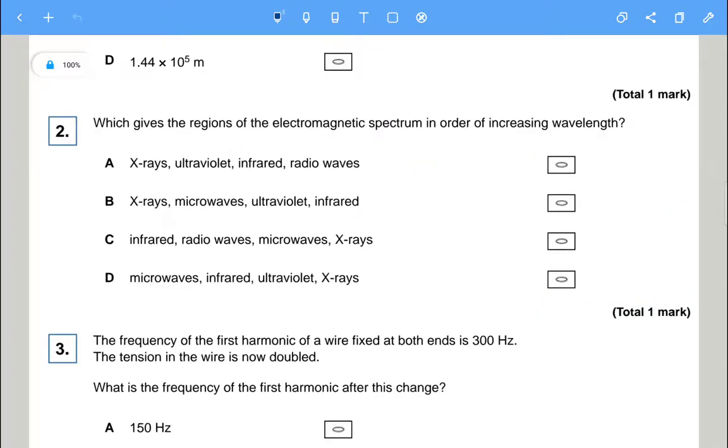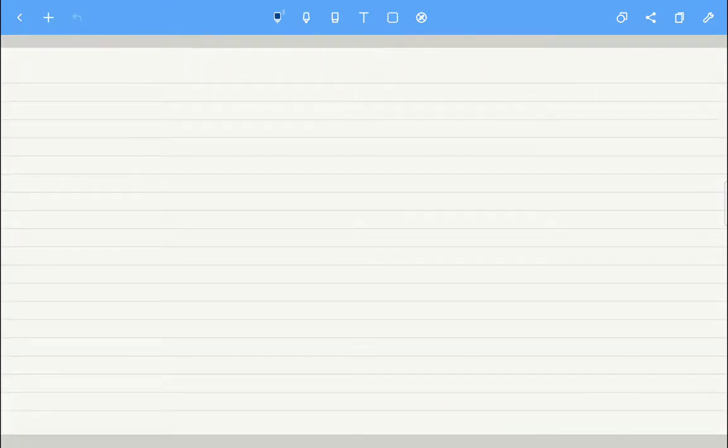So number 2 is quite straightforward. You just need to know the electromagnetic spectrum, which you really should know from GCSE. So it would go radio waves, microwaves, infrared, visible, UV, X-ray, gamma.